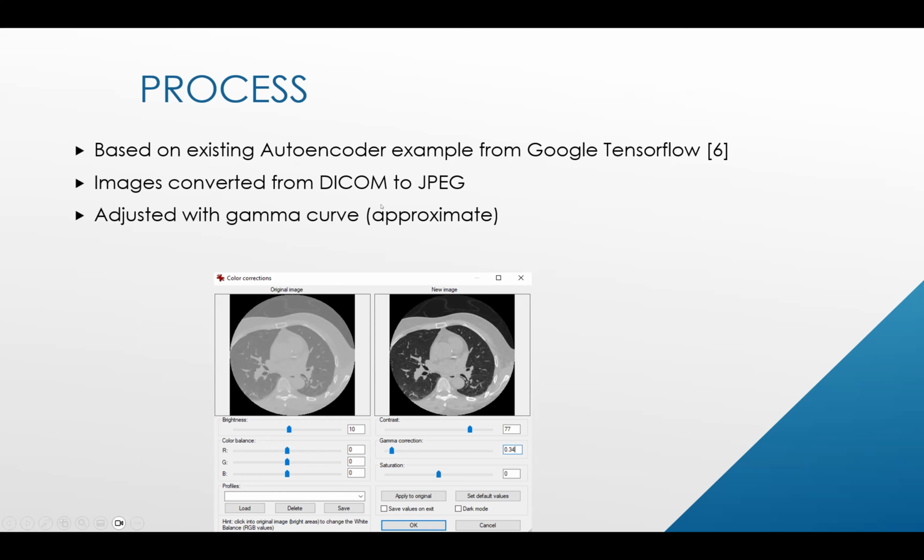Right, my process: I was using Python, and this example is based on an example from Google TensorFlow, an autoencoder example. I first have to convert the images from DICOM to JPEG, and I use this program called Airfont Viewer, and you can just batch convert all these files.